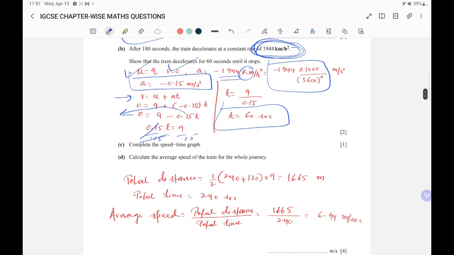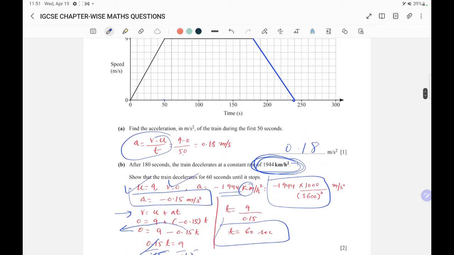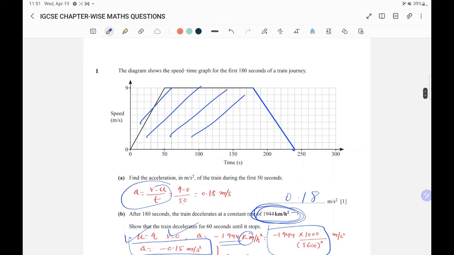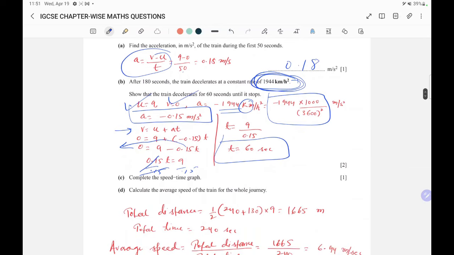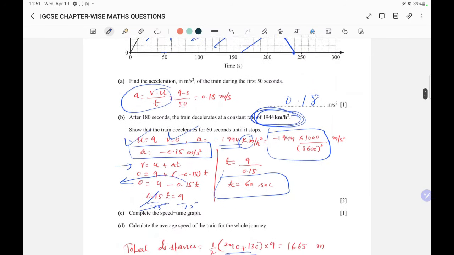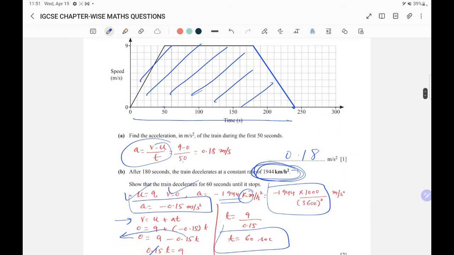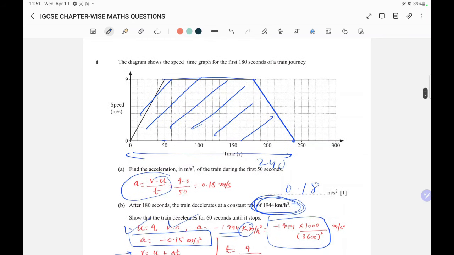Next, calculate the average speed of the train for whole journey. So average speed is total distance over total time. So total distance will be area of this whole. So area of the trapezium we need to find. So area of the trapezium is half times sum of parallel sides times height. So below should be this length, which is 240, and from here to here it is 50 to 180, right? So 180 minus 50, how much? 130. So this is 130.